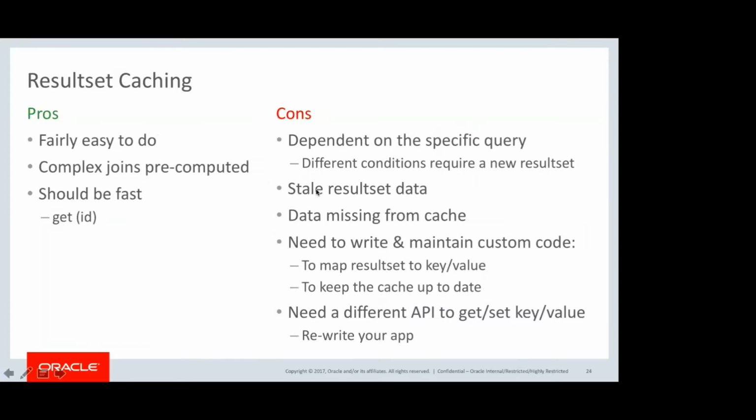By definition, it's going to be stale. You probably have missing data. But probably the most evil thing is you need to completely rewrite your application. So instead of using SQL, you're using some other API and data type. So fundamentally, when you're using a system which is not SQL, you basically have to rewrite your application to use that caching technology.